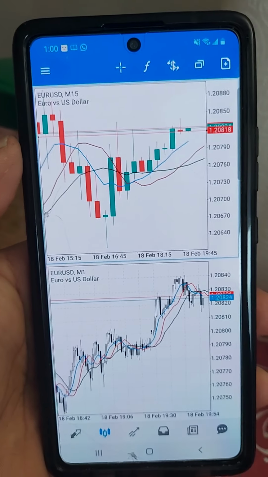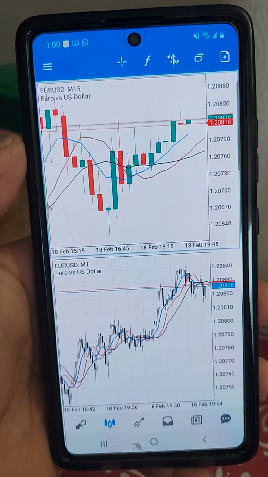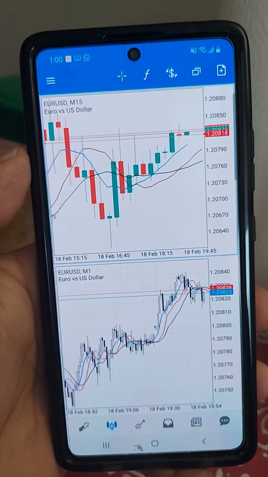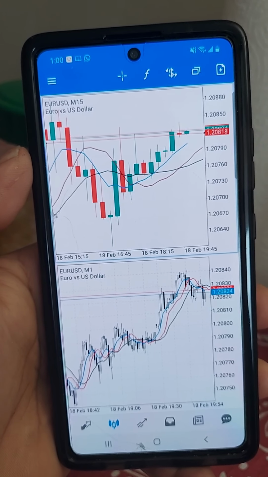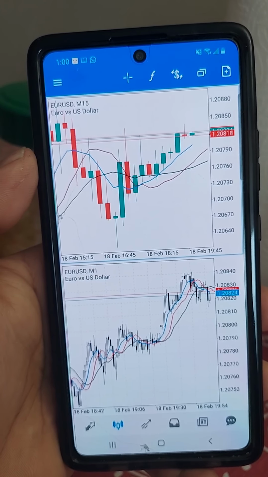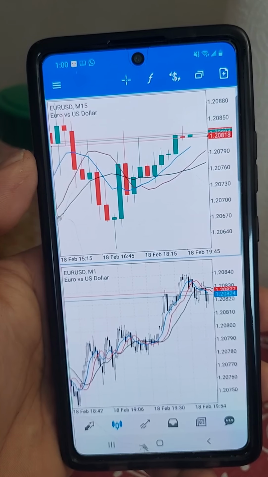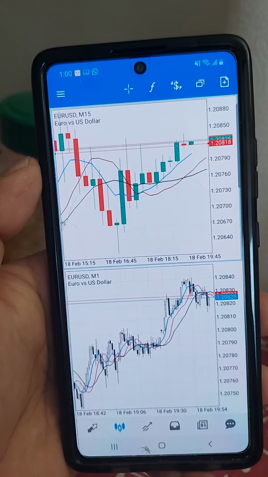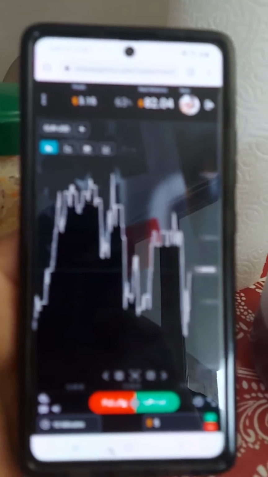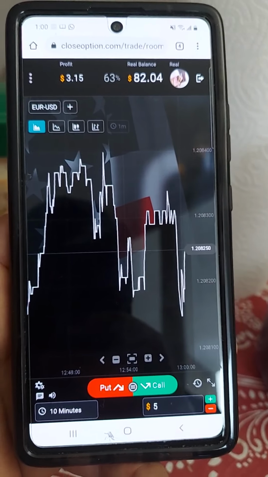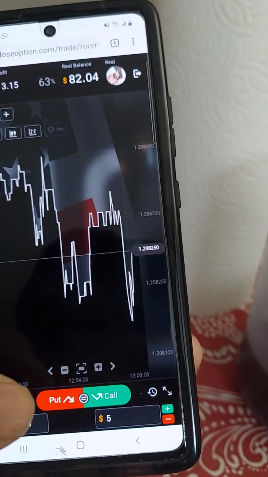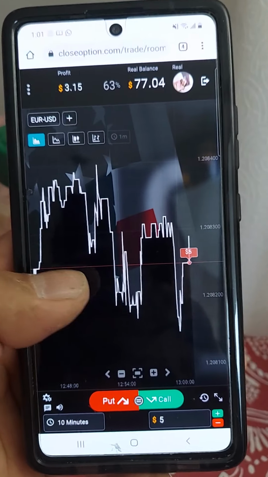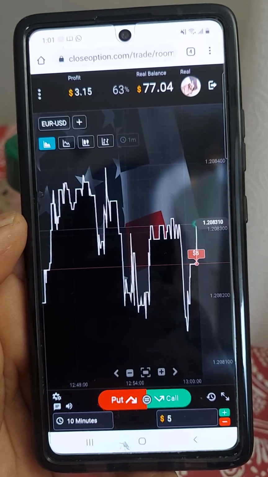So a new candle has started, a new 15 candle. I think we're going to choose a put. I will do a $5 one because the market right now is just jumping up back and forth. Let me see. So it's gonna be $5, and we're going put for 10 minutes. Okay, we open it for 10 minutes to go down.